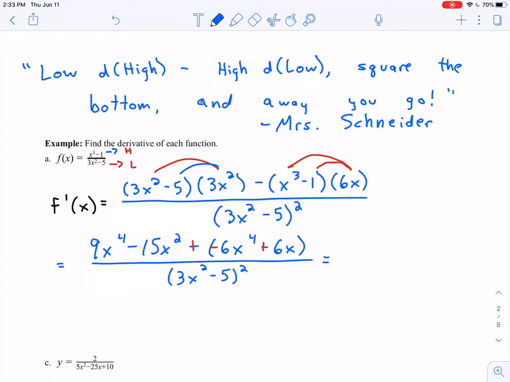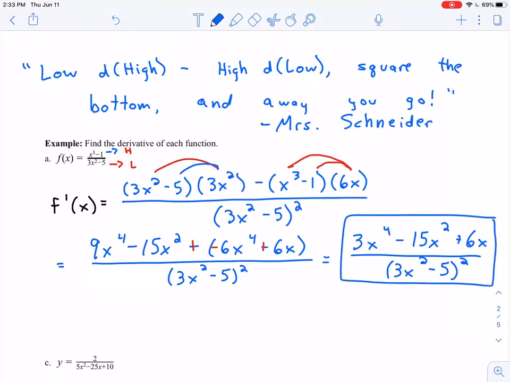I see 9x to the fourth and negative 6x to the fourth. So I have 3x to the fourth power minus 15x squared plus 6x, all divided by 3x squared minus 5 quantity squared. Here is my derivative.